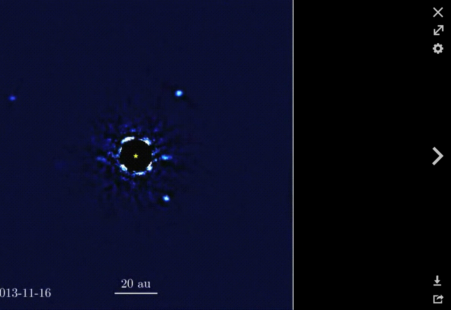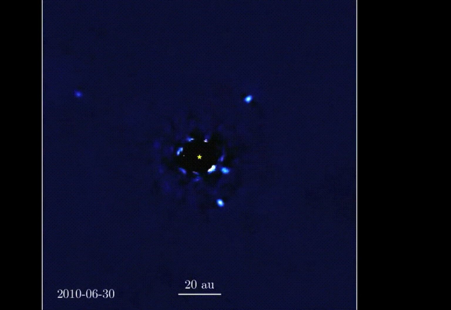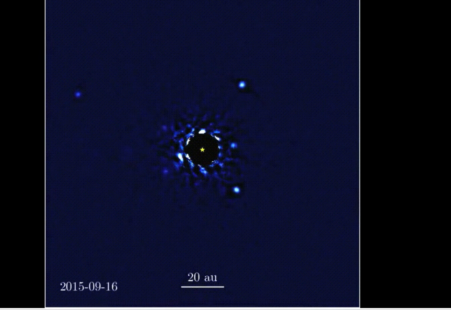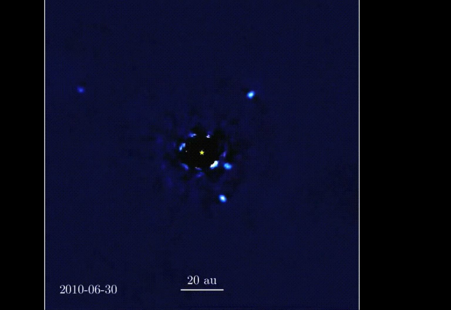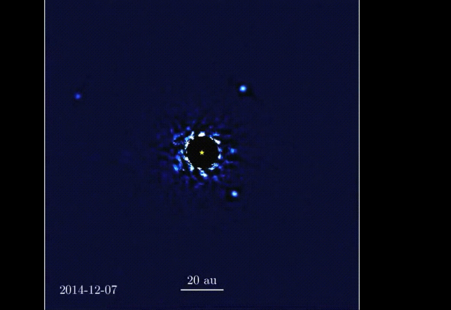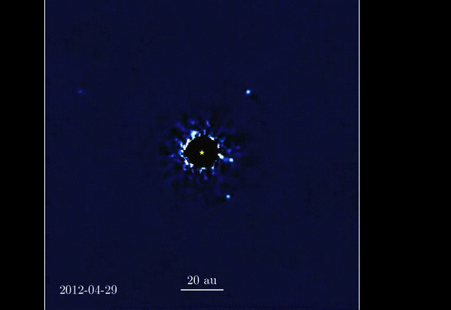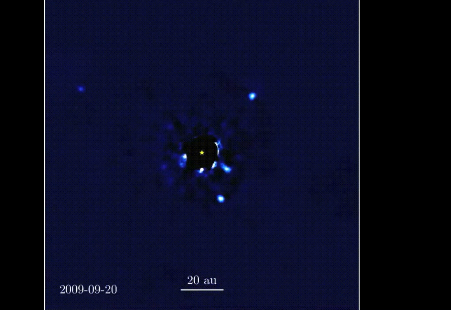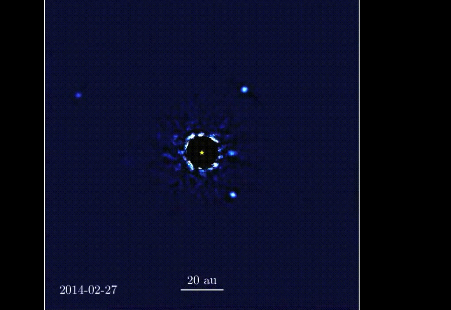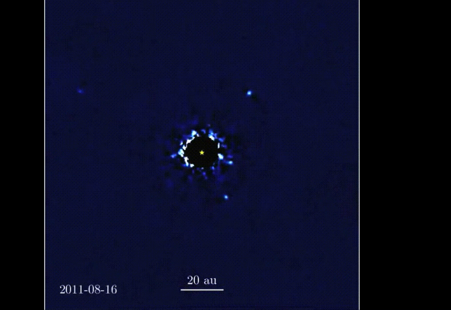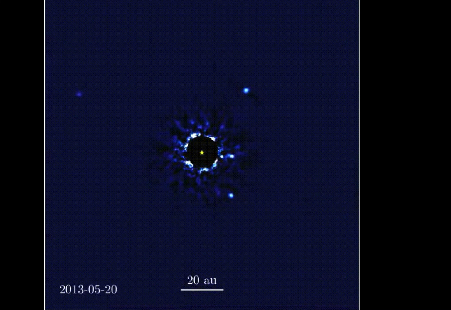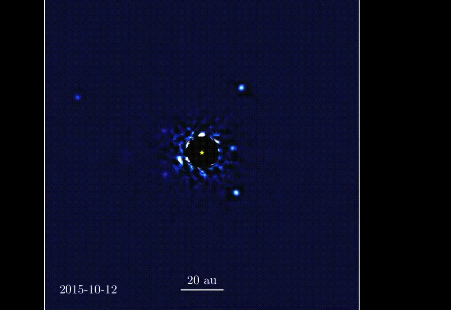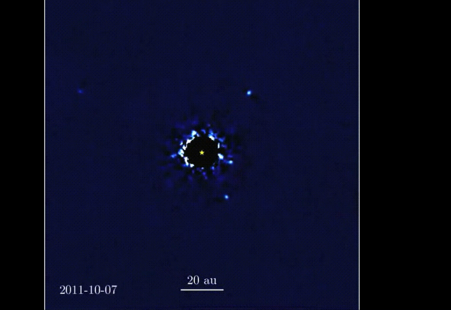Let's zoom in on it. Now if you check out the dates that are posted in the lower left of this sequence, you can see it goes from about 2008, 2009 to 2016. And this was the progress that those had made in that time.